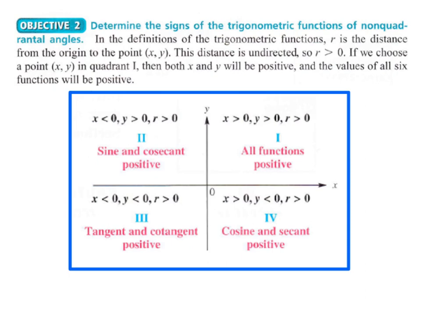Again, I'm not big on having you memorize things, but if you go back to the basics and just think about your x's and y's where they're positive and negative, and think of what values x, y, and r are combined in the trig function, then you should be able to figure out whether the trig function is positive or negative based on the quadrant.